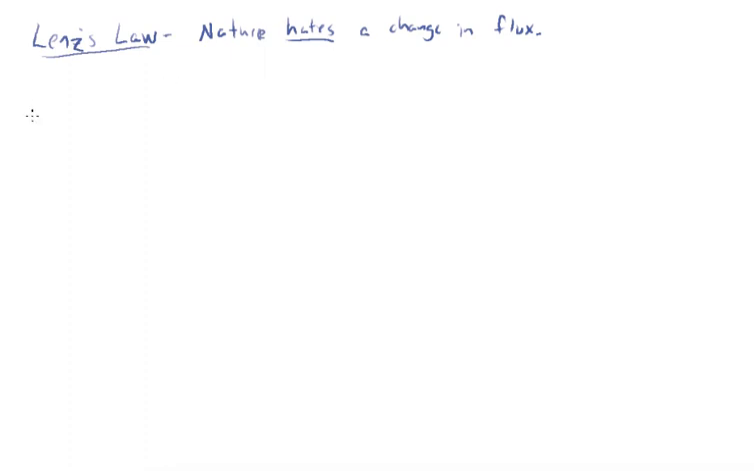But how do we change this flux? Let's look at how to change flux, and this may help you see how this works. Okay, so how do we change flux? The first way is to move a magnet near a loop.